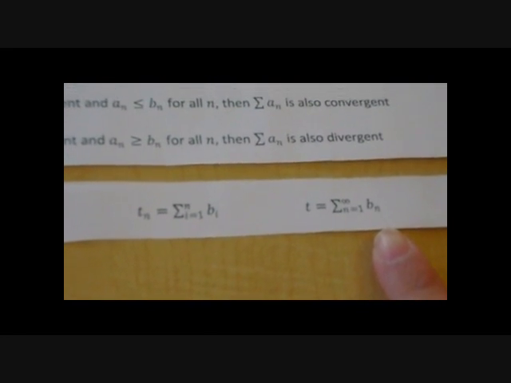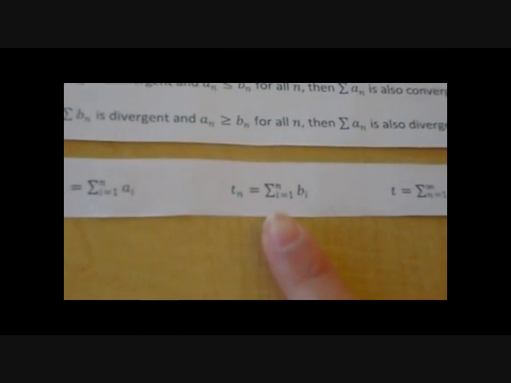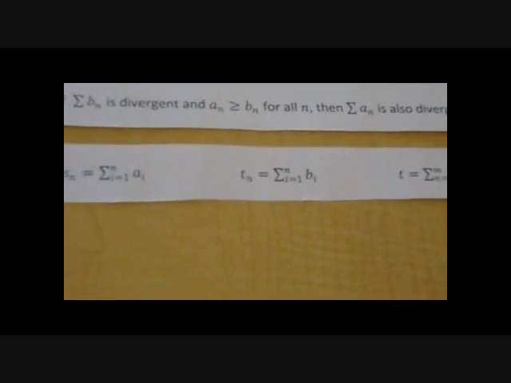To prove the comparison test, let's set up some new variables. Let Sn equal the nth sum of the terms ai, Tn equal the nth sum of the terms bi, and T equal the infinite sum of the terms bn. Since the series Sn and Tn only have positive terms, as stated by the condition for the comparison test, the sequences of partial sums of Sn and Tn are increasing. Also, Tn approaches T as n approaches infinity. So, Tn is less than or equal to T for all n.